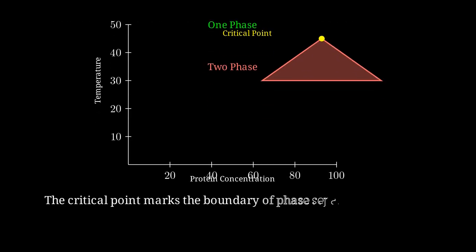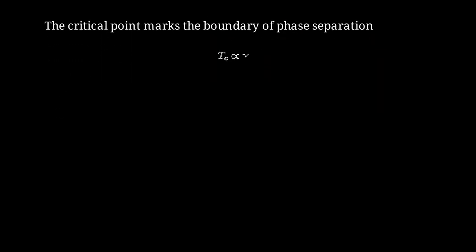The critical point is where the distinction between the two phases vanishes. It marks the boundary beyond which phase separation cannot occur. The critical temperature is proportional to χ times N, the interaction parameter times the chain length.